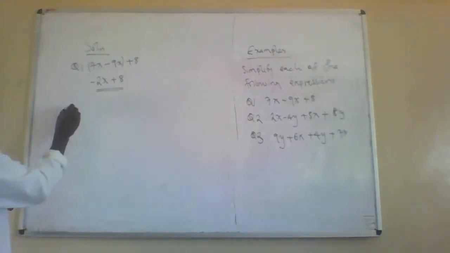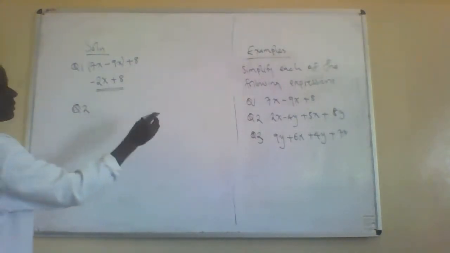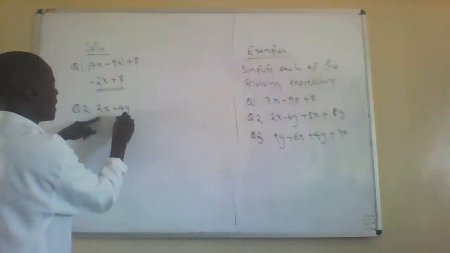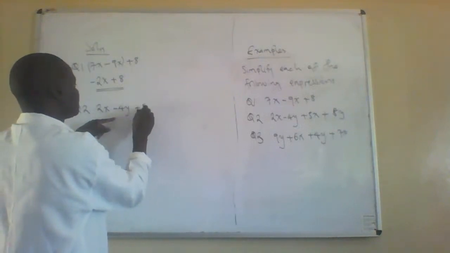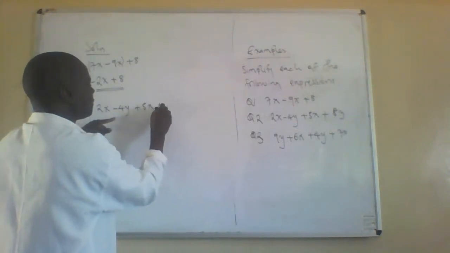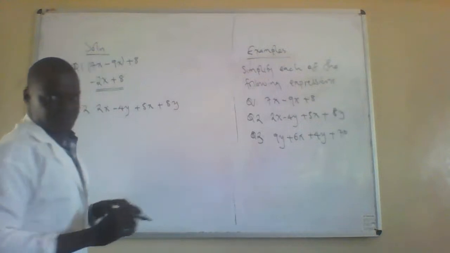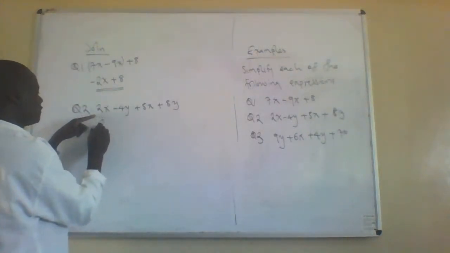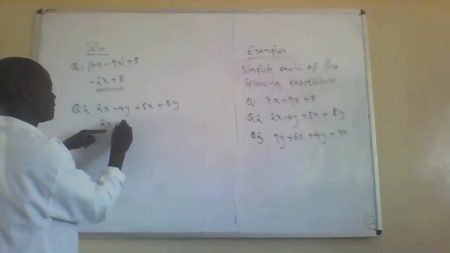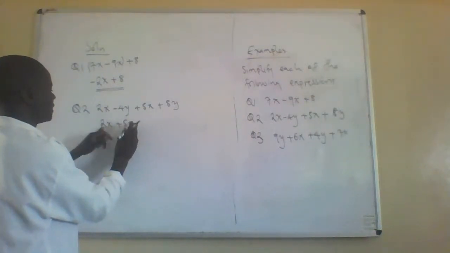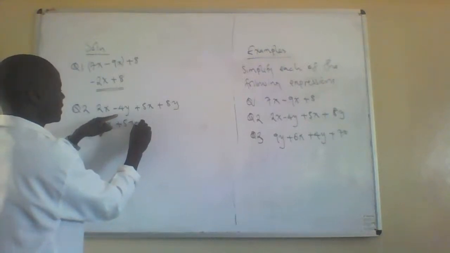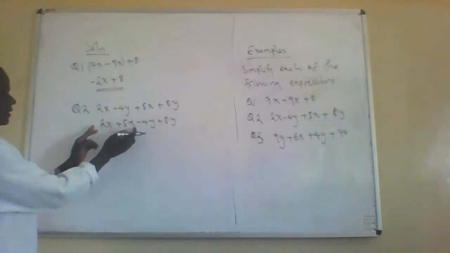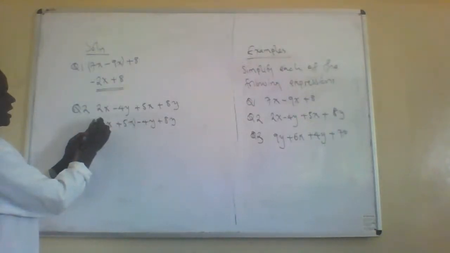We go to question number 2. Question 2, we have 2x minus 4y plus 5x, then plus 8y. First thing first, like terms. So what terms are here? So we have 2x plus 5x. These are alike. And then minus 4y plus 8y. These terms are alike.